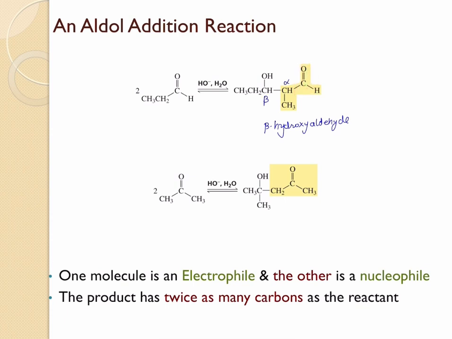And because you have the hydroxy group and the aldehyde group in it, it is called an aldol. Aldol. This is coming from an alcohol, and this one right here is coming from the aldehyde. In the case of ketone, the product would be a beta hydroxy ketone.